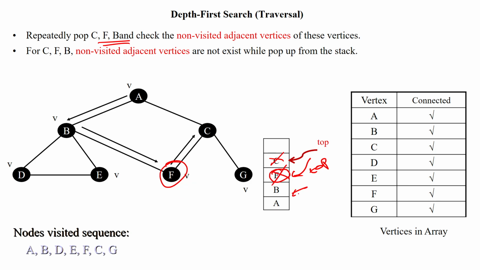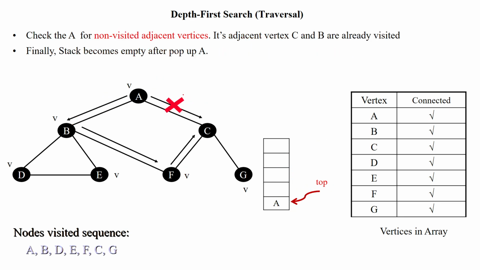After popping this, this is the top. Then for B, we check for unvisited vertices, but it does not have any, so you have to pop B. Then this is the top of the stack. Again you have to go back. A is being checked. Here is an edge not carried in the traversal, but C is already visited, so we ignore this path also. So now A also has to be popped.